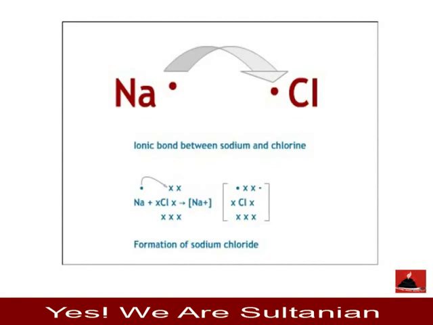Due to their opposite charges, they attract each other to form an ionic network or lattice. The formula ratio of positive to negative ions in the network or lattice is NaCl.